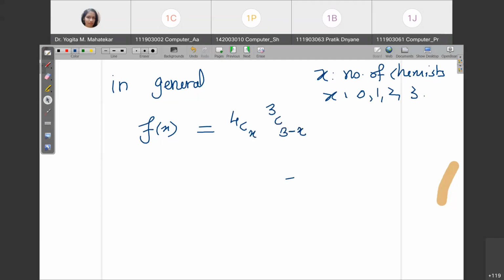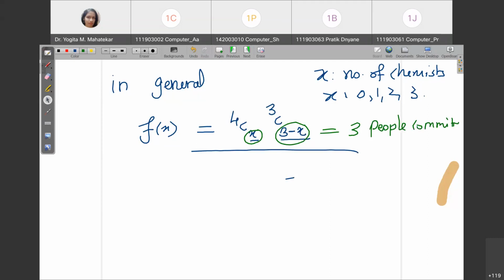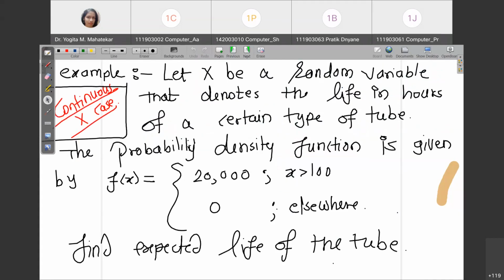Suppose you choose x chemists. Then of course 3 minus x biologists you should choose, because you have to form a committee of 3. So always the addition of these suffixes has to be 3, na? Because you have to form a committee of 3 people. Therefore the suffixes' addition has to be 3, which is the number of people whose committee you have to form. And the whole is divided by 7C3, the total number of ways of choosing 3 people out of 7. Is the example clear? If it is not clear, type 0. If it is clear, type 1.